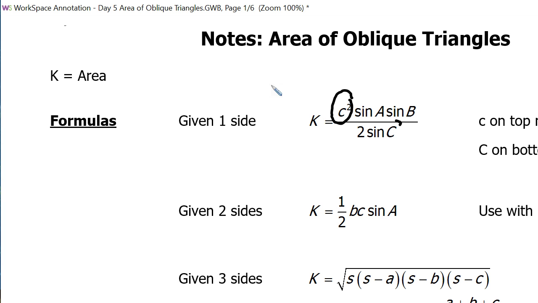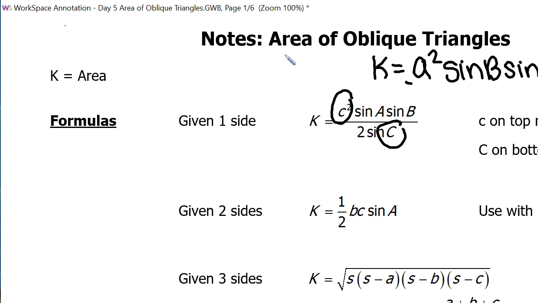Now this is just one version of that formula, and this will be the only version you will be given. There are two other versions, because instead of being given side C, I could have been given side A. If I were given side A, then the formula would change to K equals A squared, and then I need to multiply A squared by the sine of the other two angles. So if I have side A, the other two sides would be B and C. So this needs to be sine of angle B times the sine of angle C. And the angle in the denominator has to match your side. So if we have A squared, the denominator has to be 2 times the sine of angle A. So again, make sure your side in the numerator matches the angle in the denominator. So that's the second version of that formula.